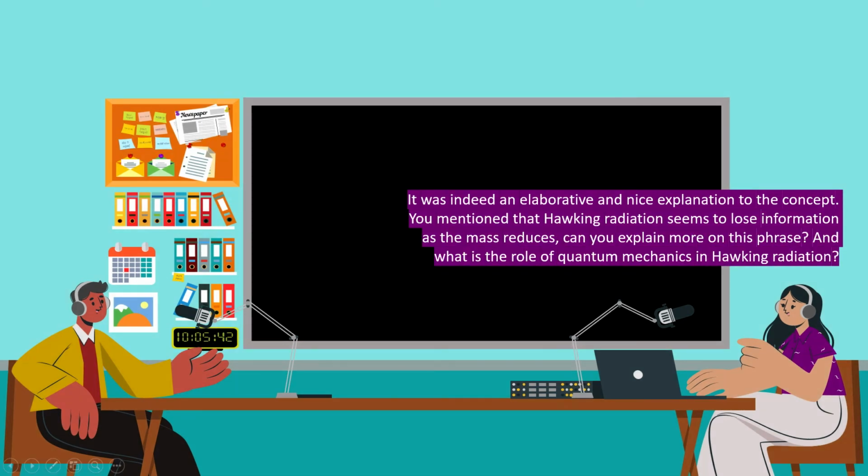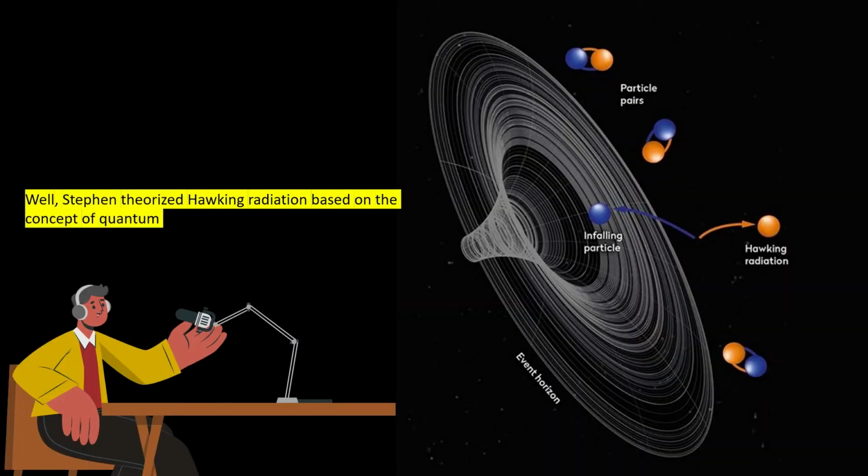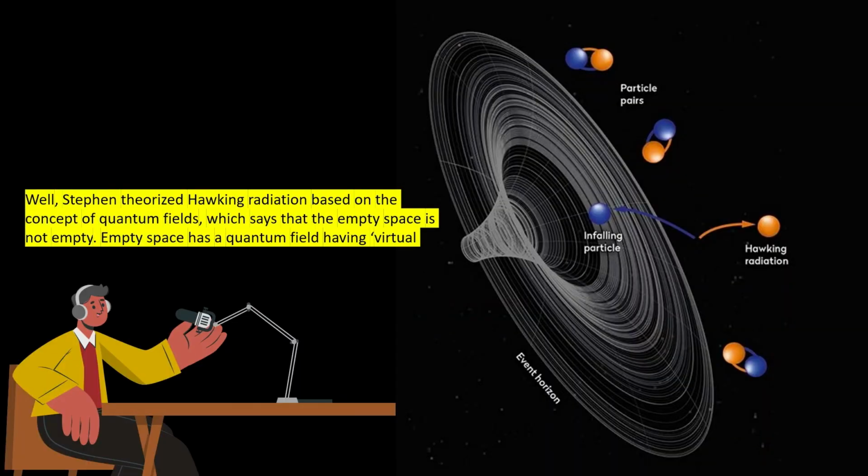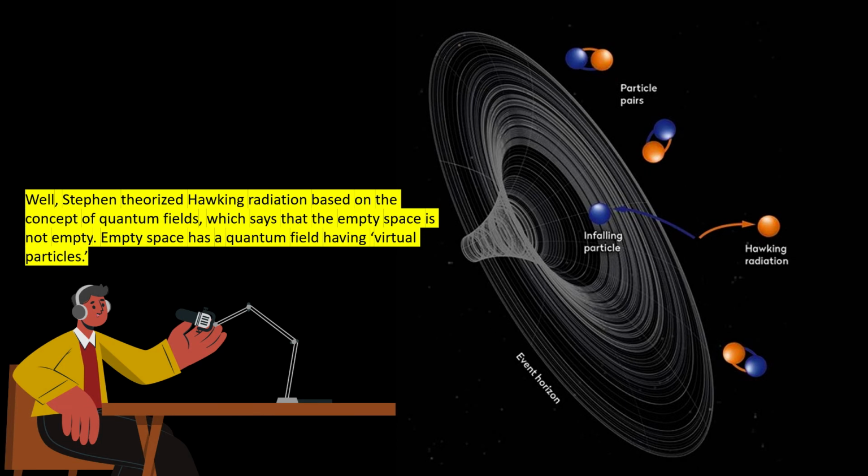You mentioned that Hawking radiation seems to lose information as the mass reduces. Can you explain more on this phrase? And what is the role of quantum mechanics in Hawking radiation? Well, Stephen theorized Hawking radiation based on the concept of quantum fields, which says that empty space is not empty. Empty space has a quantum field having virtual particles.